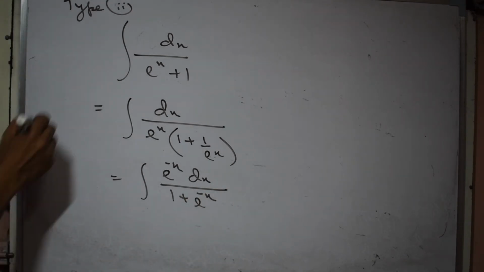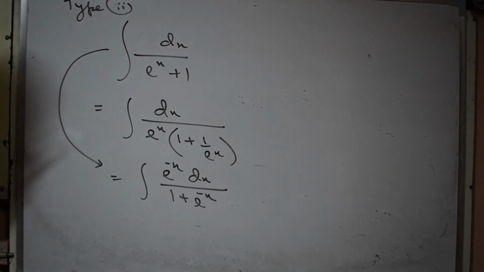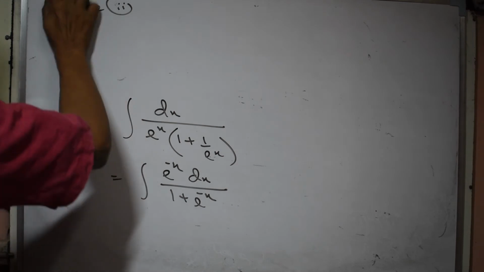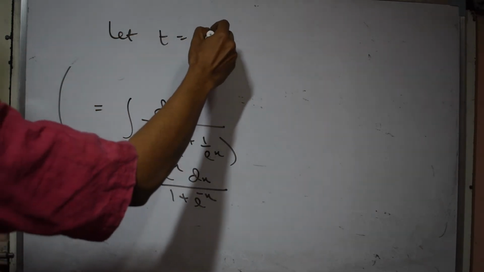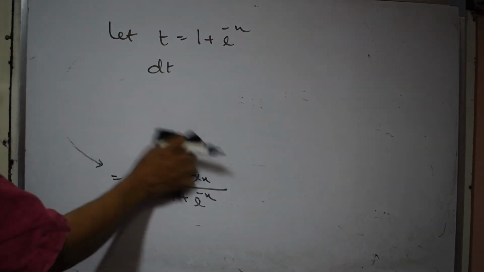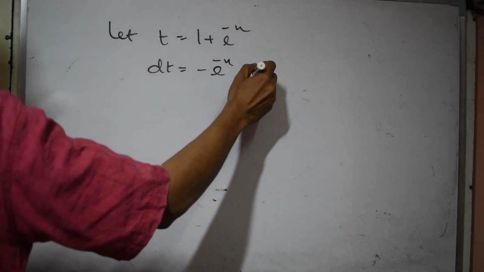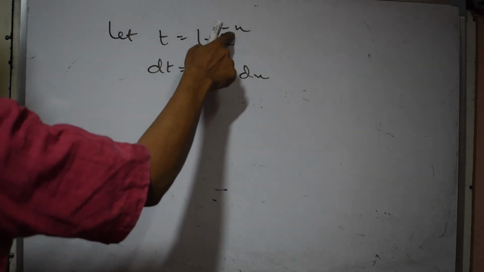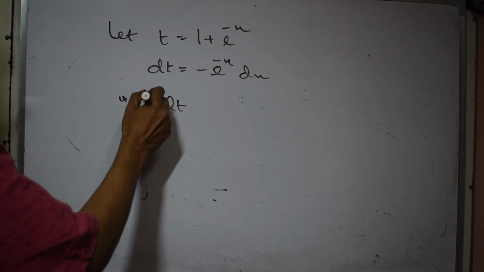Some students find it so quickly, they can write this directly. Now you have your idea. You can take t as the denominator. This is a type. There are many questions of this type. Now you can directly put let t is equal to 1 plus e to the power minus x. And dt will be, the derivative of 1 is 0 and the derivative of e to the power minus x is minus e to the power minus x. That minus we will take to this side, multiplying by minus there.